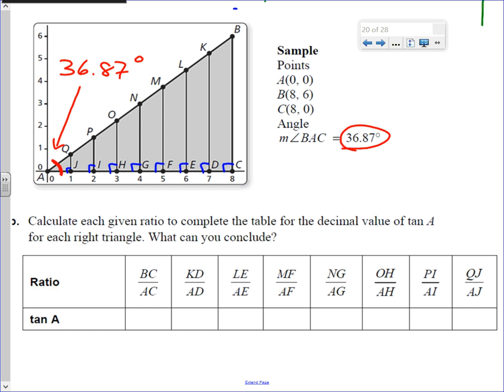We're going to take the ratio. We're going to start off with the big right triangle. Look at the biggest one. I'll highlight it in blue. You don't have the color, so don't worry about it. But I'm highlighting the big triangle in blue.